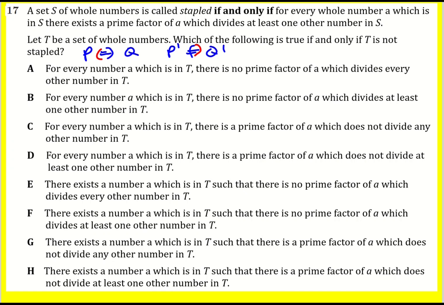And so what we need to do is take the above statement, just replace S by T, and then take the negation. So it's going to be that a set T of whole numbers is not stapled. That's the left-hand side sorted. If and only if, right, and then the tricky bit is going to be negating this.